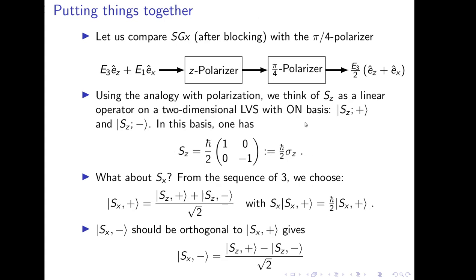In this basis Sz will be diagonal. For the plus state it will give h bar by 2, and for Sz minus it will give minus h bar by 2. So we just write this as h bar upon 2 times sigma Z. Some books even use capital Z for this matrix, which is just 1 and minus 1. Now the question is, what is Sx?